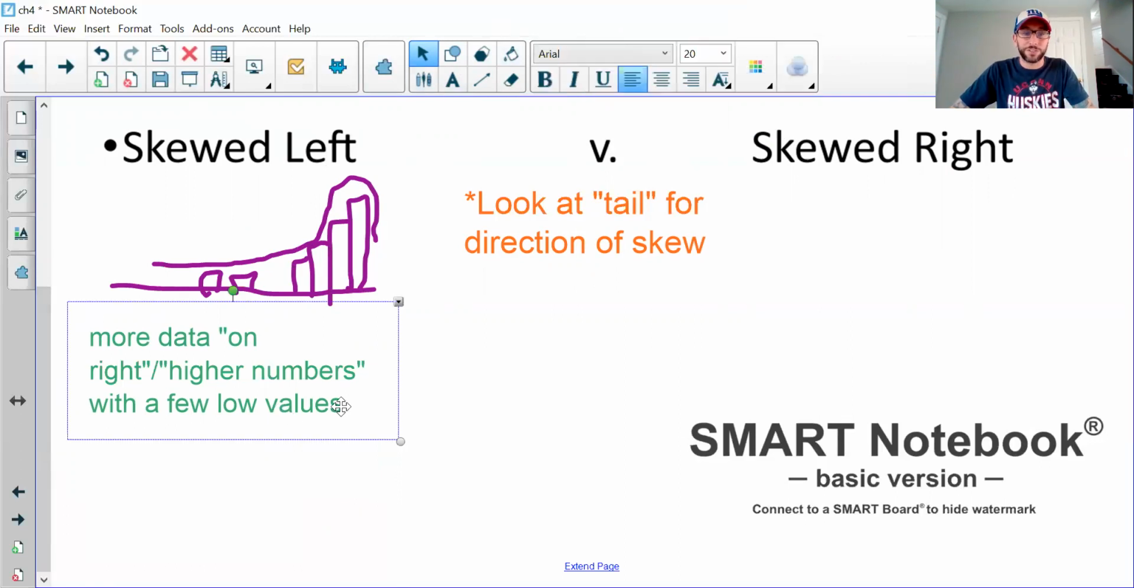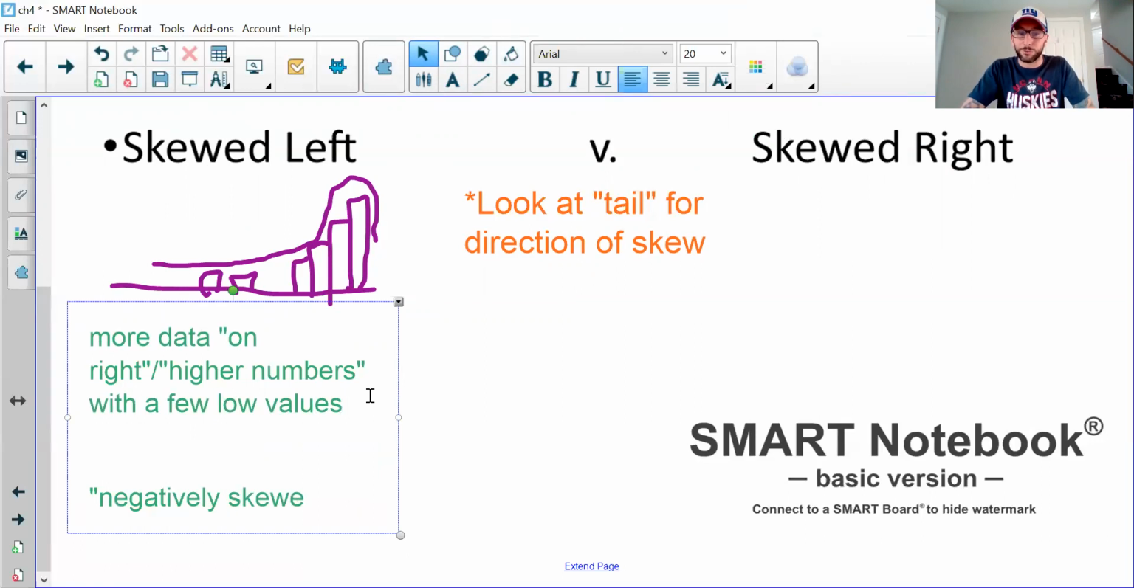We can also call this negatively skewed. Right, we associate negative numbers on the left side of a number line, so you might see someone refer to this as a negative skew.